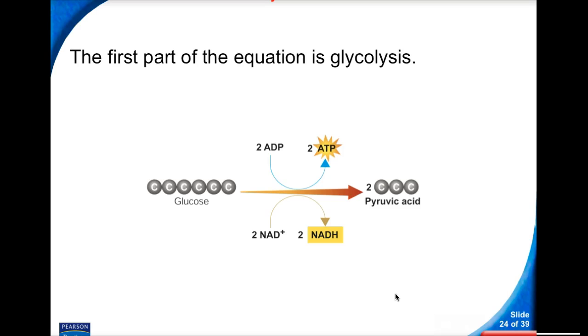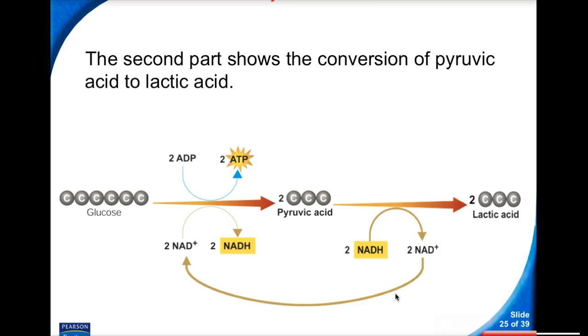So the first part of the equation of glycolysis is seen here. You have glucose coming into the cell in the cytoplasm, 2 ATP and 2 NADH come out, and you get 2 pyruvic acid. In lactic acid fermentation, that pyruvic acid is going to be converted to lactic acid. You get 2 molecules of lactic acid. So 2 NADH molecules get converted to 2 NAD+, and then it comes back in to pick up those electrons.